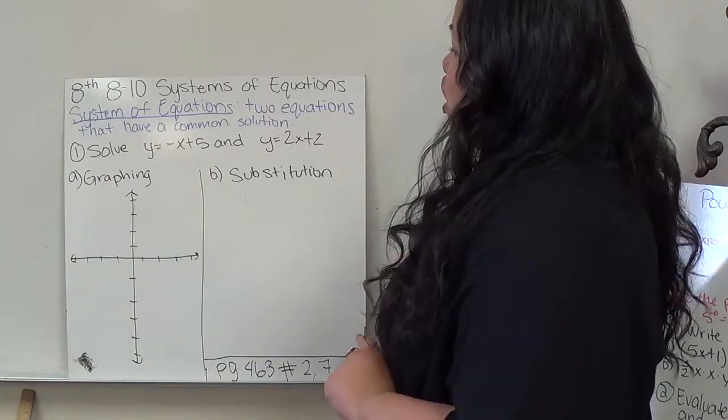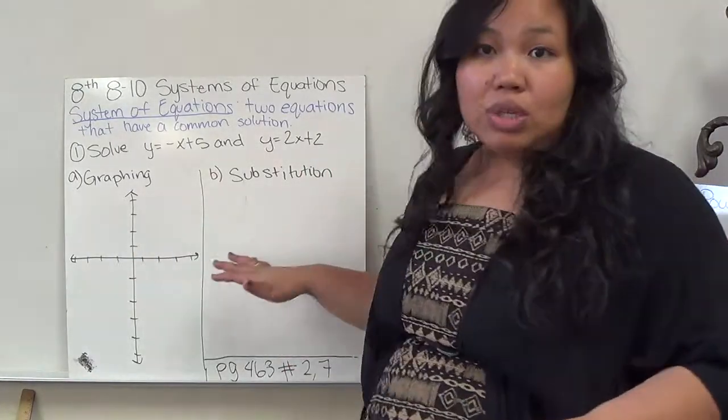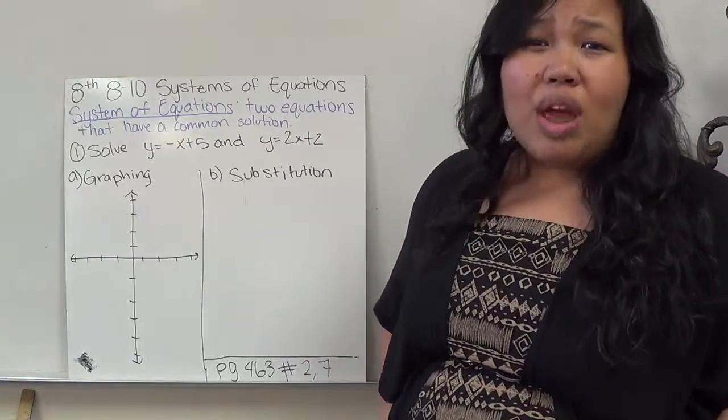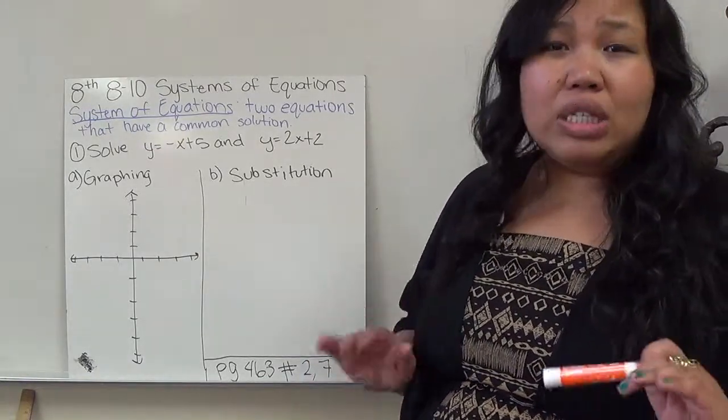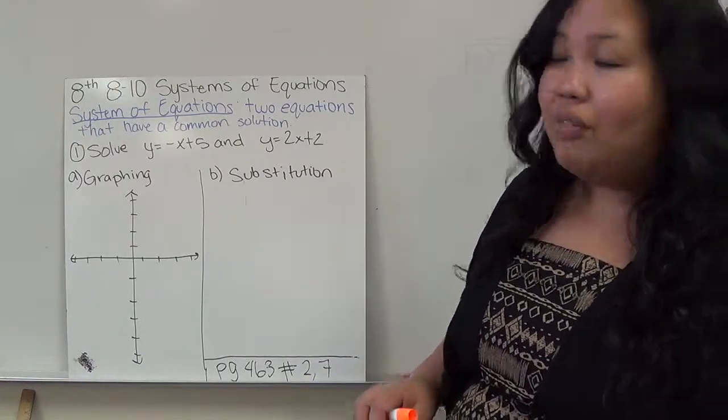So basically, I can solve this by two methods. I can solve it by graphing. I can solve it by substitution. You need to understand both. The graphing will let you see a little bit of how the systems of equations are working, and then I'll show you a mathematical way where you don't have to graph it.